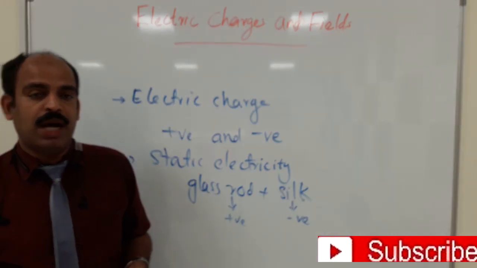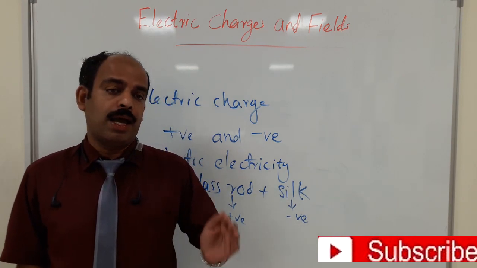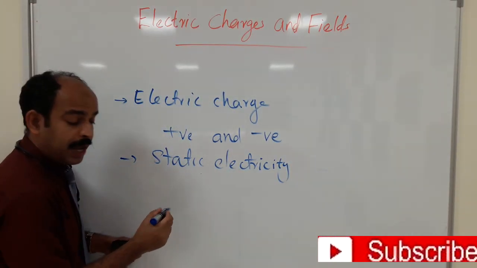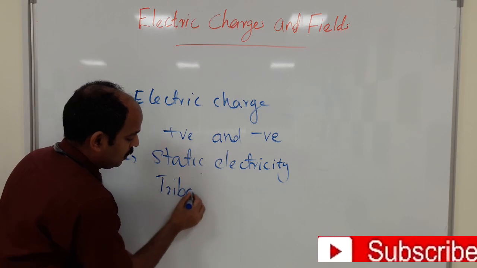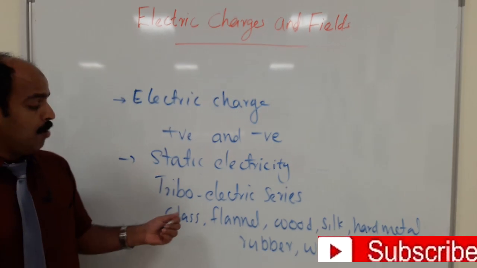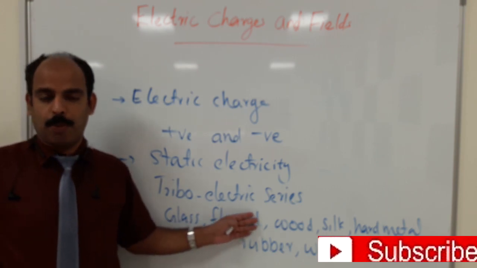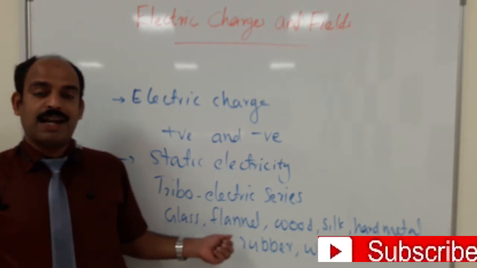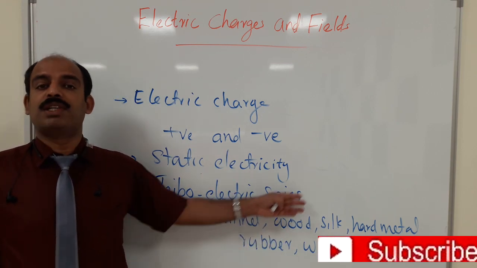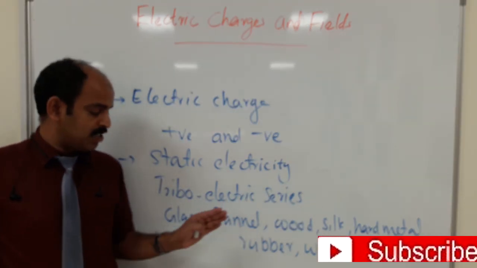Now we can find out from which material the electron is transferring and to where it is transferring by using a series. That is what is called the triboelectric series. The triboelectric series is an arrangement of materials according to the static electricity property. From this we can understand which material loses electrons and which gains electrons, that means which gains positive charge and which gains negative charge.